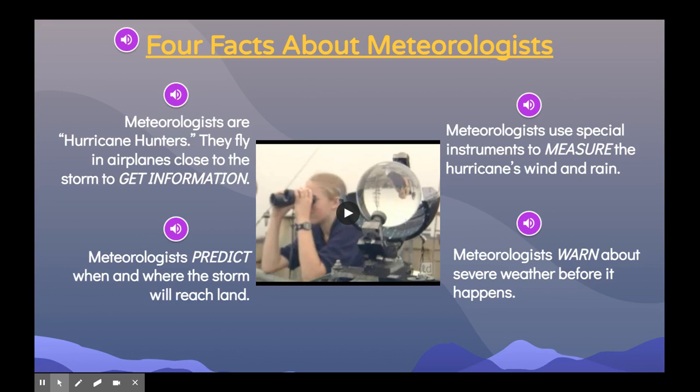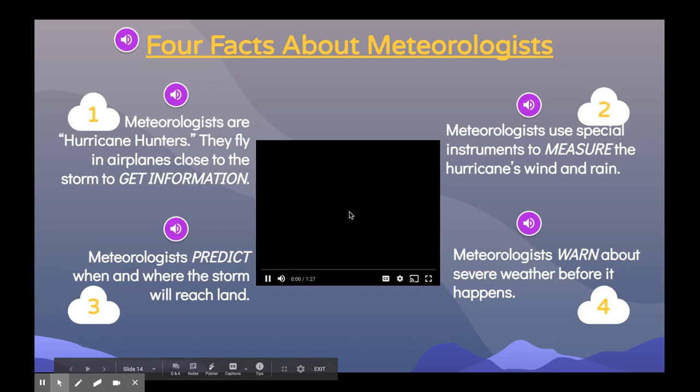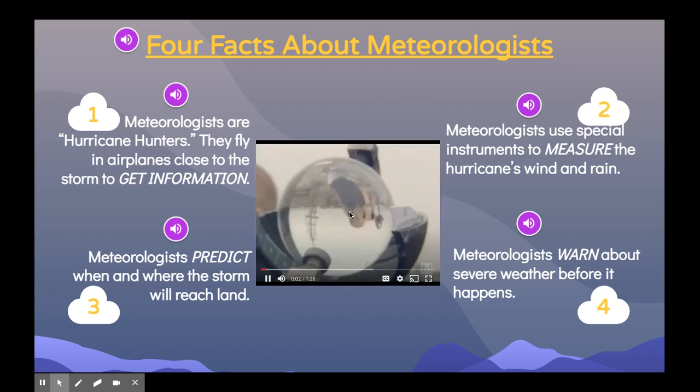These are just sentences that are pulled out, so they have small chunks of information to focus on. 1, 2, 3, and 4 directs their attention, and they can click to hear, or if they can read, they have words that are in italics to know what meteorologists do. They get information, they measure, they predict, they warn. I also included a video of a kid. This is a kid who wants to be a meteorologist.